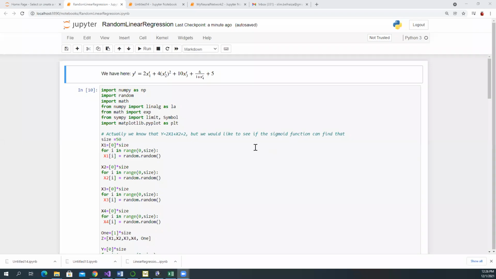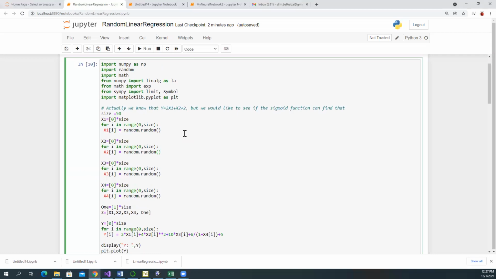So welcome back. Here in this file, I'll try to show how to use the pseudo inverse in the case where we are generating or using random inputs. So we have here y, the output that would be obtained as a nonlinear function of the input. It's 2x1 plus 4x2 squared plus 10x3 plus 6 over 1 plus x4 plus 5. And we'll try to see how the pseudo inverse will estimate this.